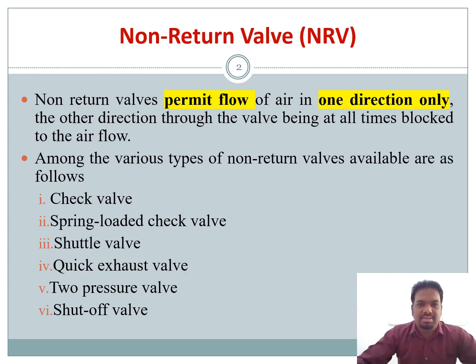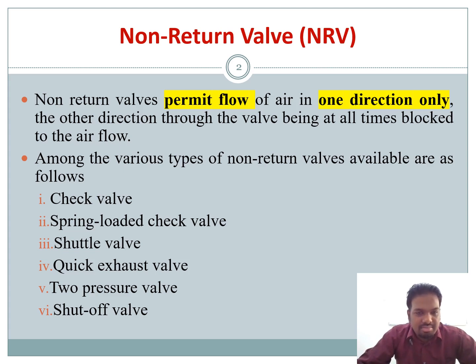The first type is the non-return valve, or we call it an NRV. A non-return valve permits flow of air in one direction only. So it only allows flow in a particular direction, and the flow of air will not be allowed in the opposite direction. There are a few types of non-return valve available, around six types stated here.